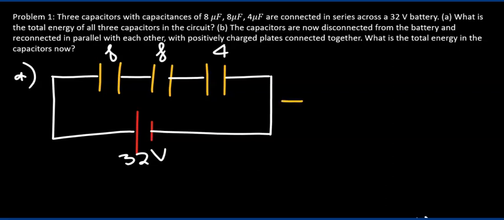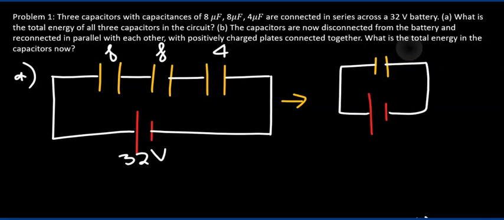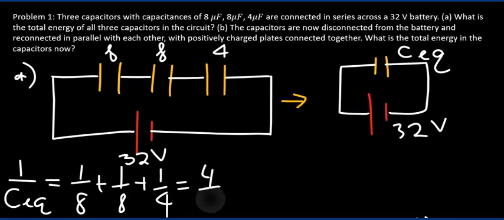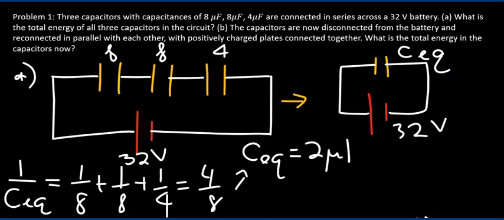Of course, the best way to do this is to convert the circuit with 3 capacitors into a circuit with just 1 capacitor. Like that, where the capacitance is C equivalent, and it is the same battery, 32 volts. Now we know since the arrangement is in series, 1 over equivalent capacitance is 1 over 8 plus 1 over 8 plus 1 over 4. And that's going to give you 4 over 8. So that means the equivalent capacitance is quite simply 2 microfarad.